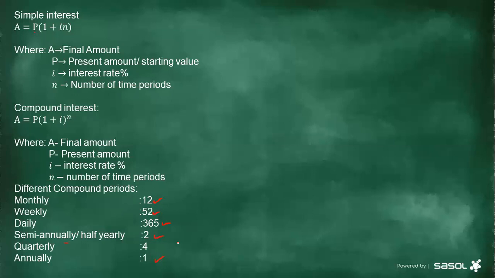Now, semi-annually or half yearly, it says 2. So what does it mean? It means in a year, we've got semi-annually. Half of a year is the first 6 months and the second 6 months. Hence we are having 2. So semi-annually means half of a year is the first 6 months and the second 6 months. So we have 2 six-month periods.